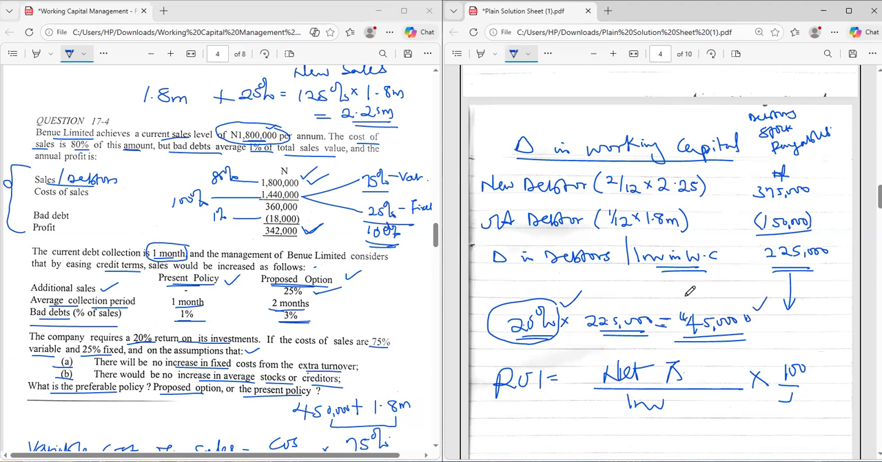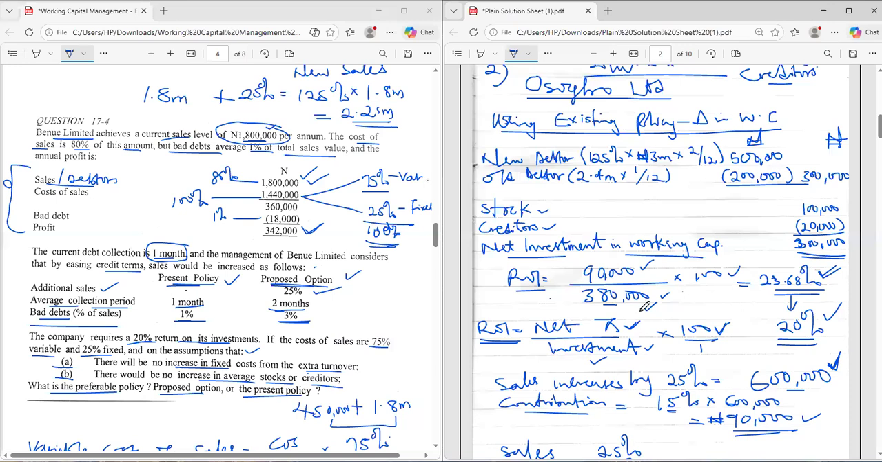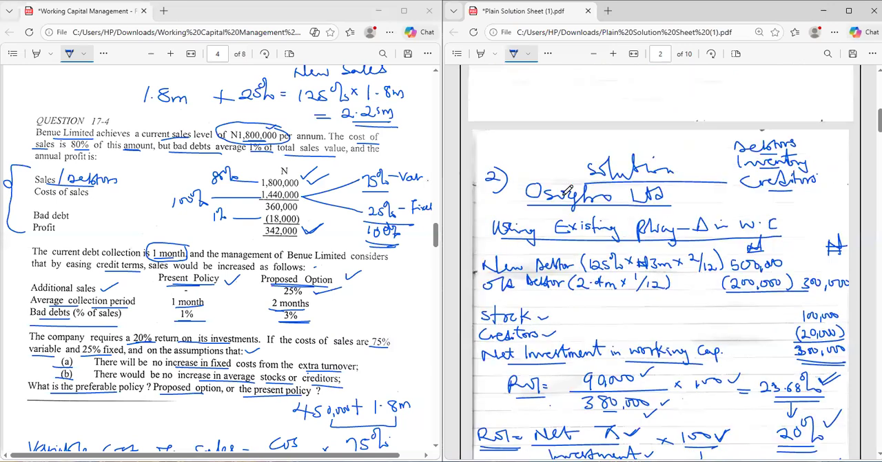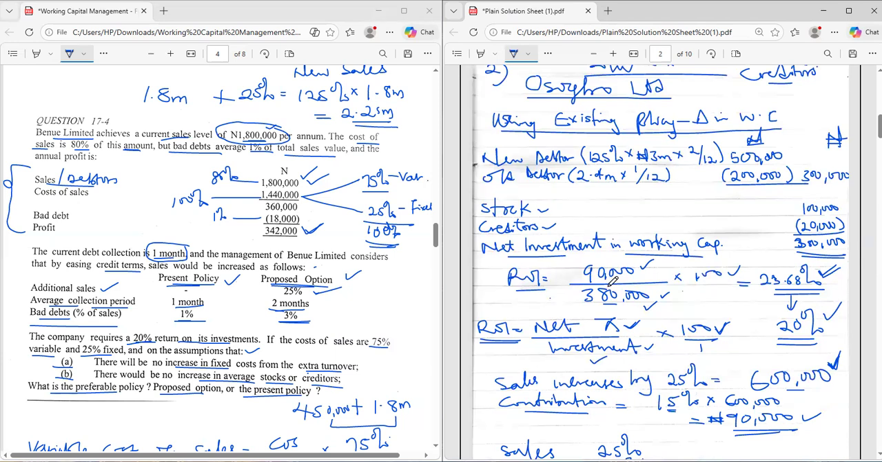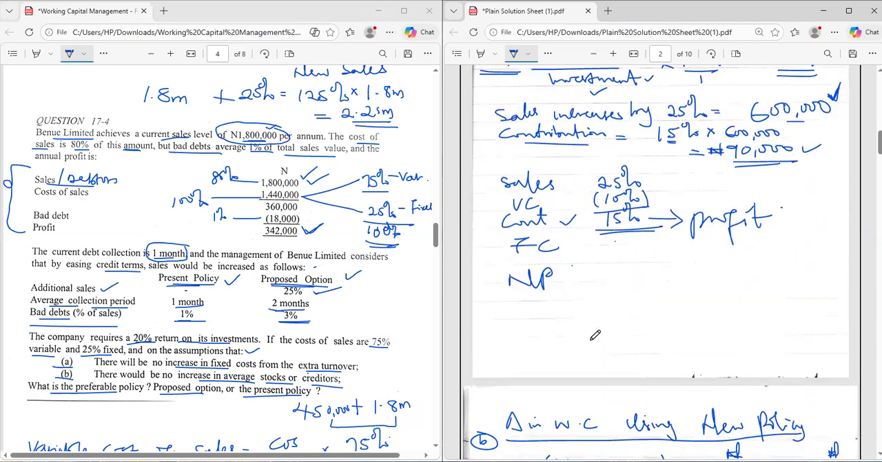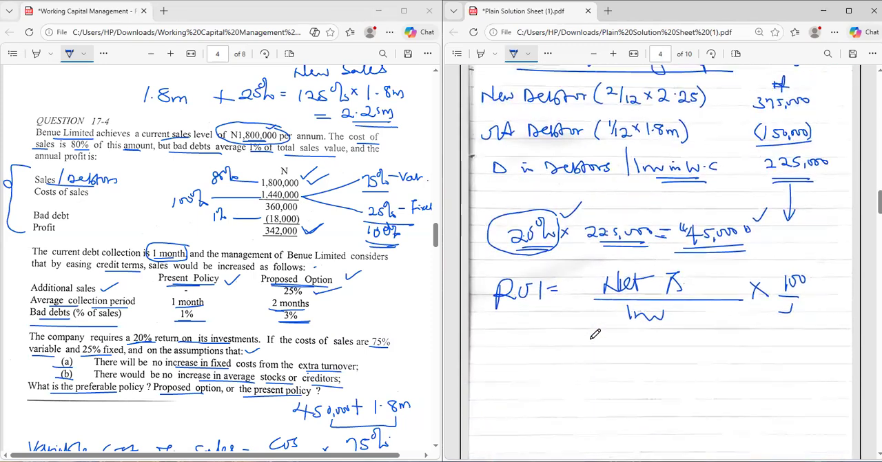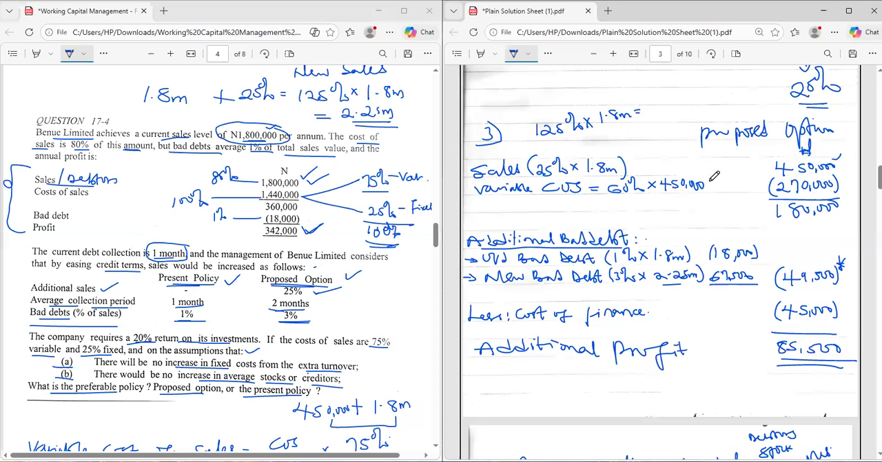That is the cost I'm going to pay. And I'm going to put the 45,000 here. And that's how I got 85,500. Also remember that when I was solving this question on Oshogbo, I told you that there are two methods to go about it. I can either use this 20% ROI method, or I use this particular method here that I used here.